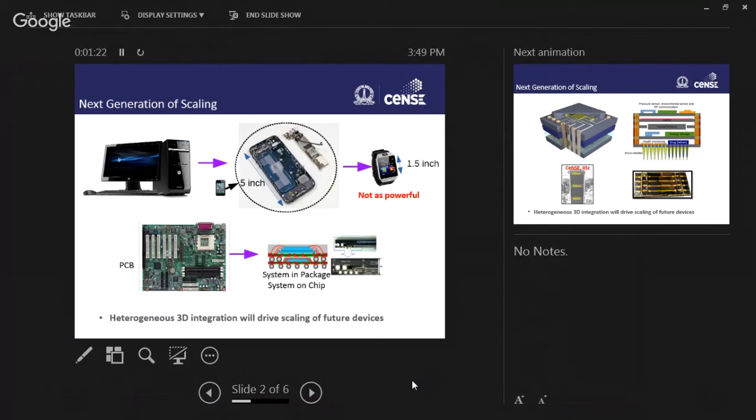This advancement has not just taken place because of the scaling of the transistors, the chips, but also a significant improvement in the packaging and integration. At the bottom left, you see a PCB from a desktop computer, and now that has scaled to a small size PCB or an integrated platform that exists on the cell phones. What is also interesting to note is that these smartphones today are multifunctional.